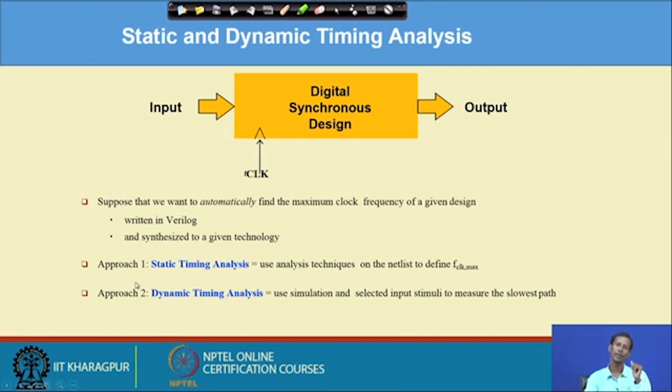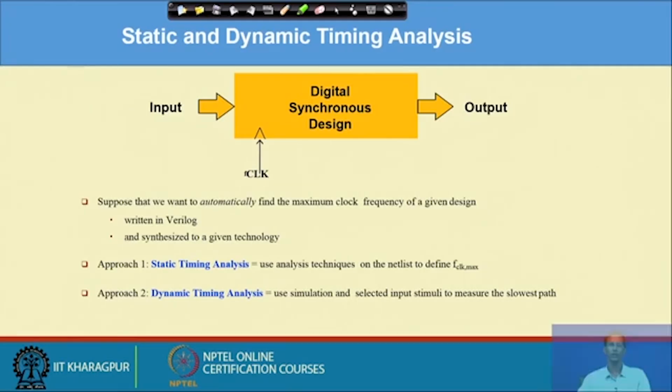But in dynamic timing analysis, what do we do? We give a selected set of stimuli, a selected set of inputs or combinations of inputs, to check what the timing requirement will be for those particular combinations for this particular circuit. Why do I need dynamic timing analysis? Because during the testing phase, we will give some test vectors to the circuit to check whether it is working properly or not.